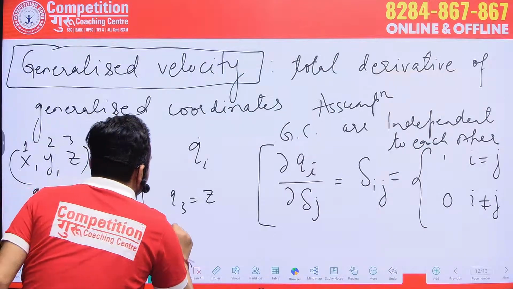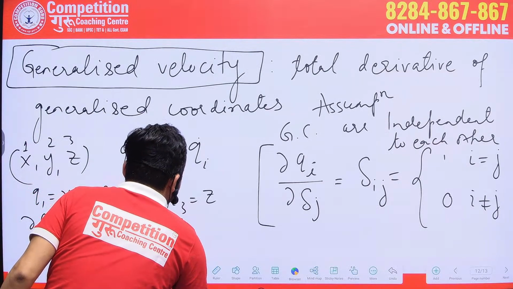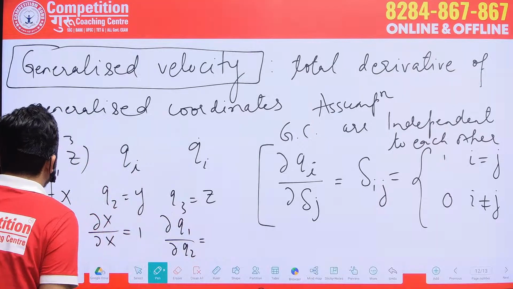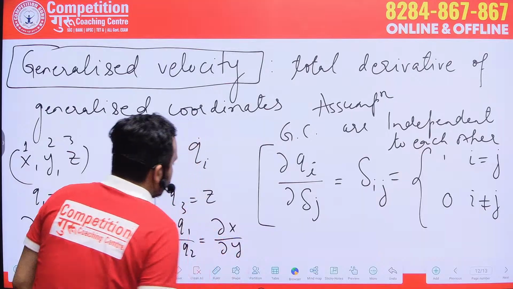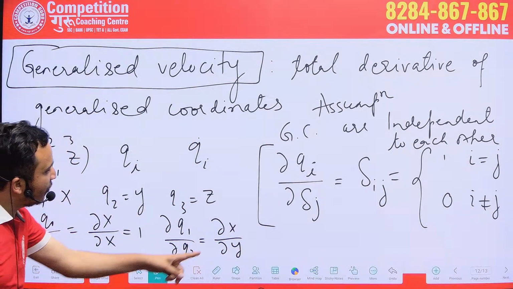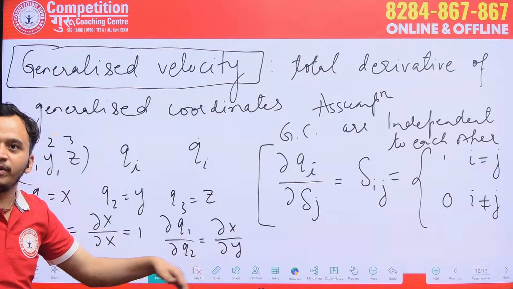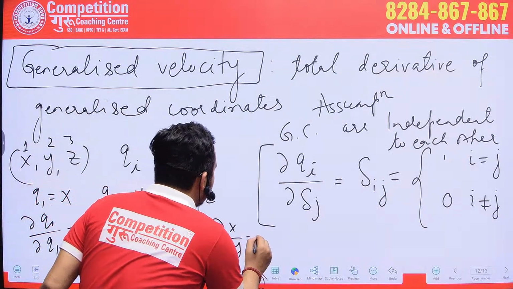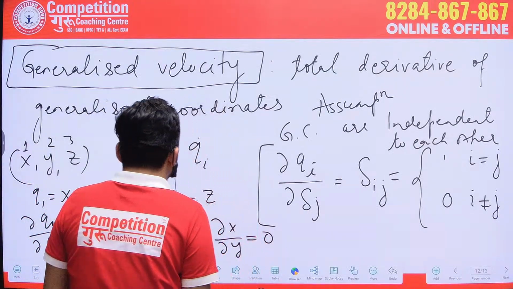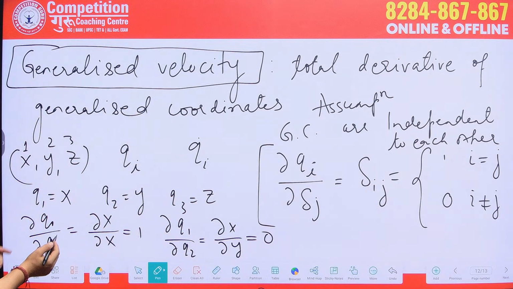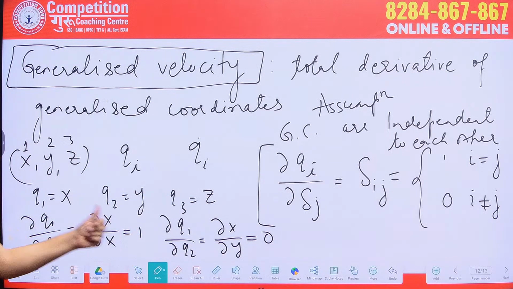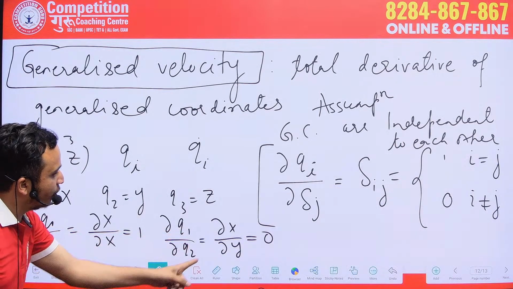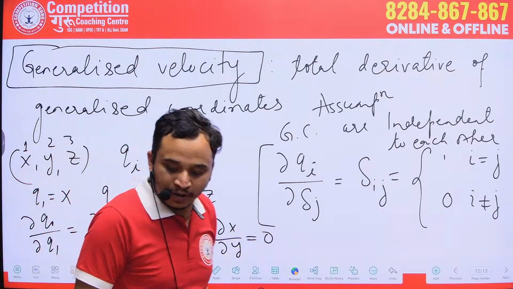Okay, if I calculate delta q1 divided by delta q2, that is delta x divided by delta y, the partial derivative of x with respect to y will equal 0, because they are not depending on each other. So in this case, when i and j are equal, 1 and 1, it comes out to 1, and when they are different, 1 and 2, it comes out to 0.